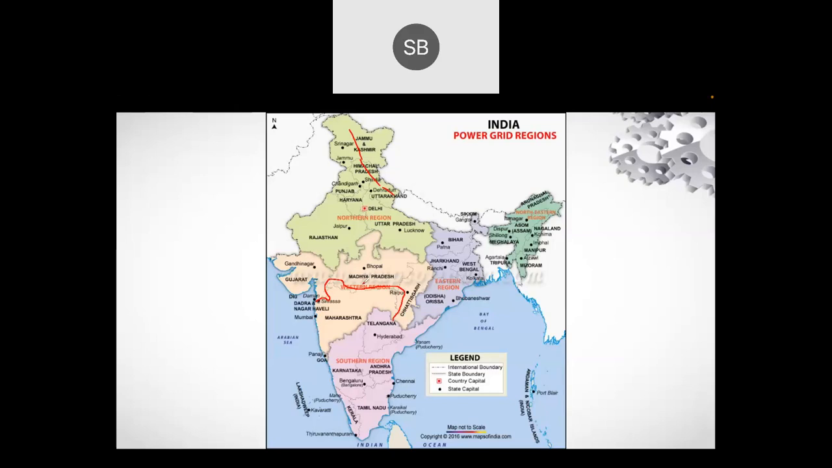So whenever we consider the western regional grid, it is again divided state-wise into state electrical grids. So Maharashtra will have a different electricity grid, Gujarat will have a different electricity grid, Madhya Pradesh will have a different electricity grid, etc. And those electricity grids are interconnected. Okay, these state grids are again interconnected.